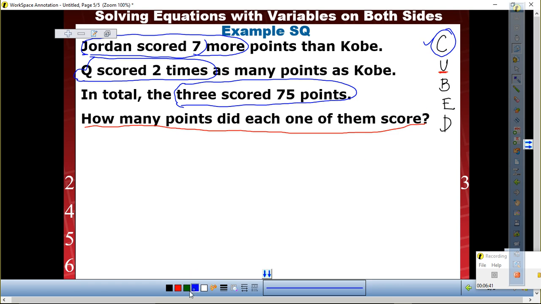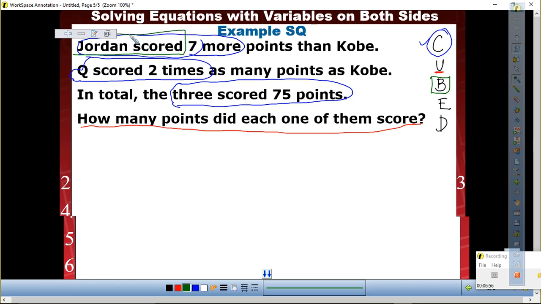Next, with green, I want you to box the letter B, which stands for what? Box any important information. So let's see. Who scored? I'm going to box Jordan scored. Okay, Jordan scored. Who else scored? Q scored. Wait a minute, they don't mention that Kobe scored. So this is important: Jordan scored and Q scored. The only one they did not mention was Kobe. All right. Also, for the letter E, I want you to put a big X over it.